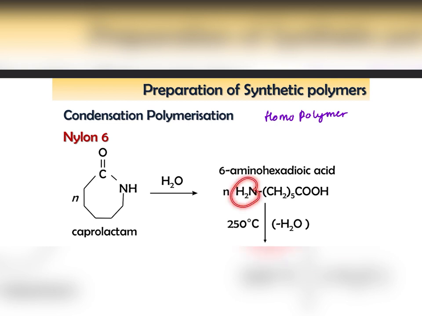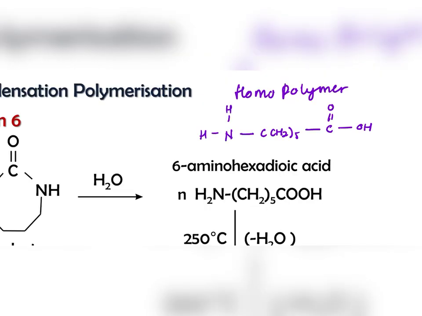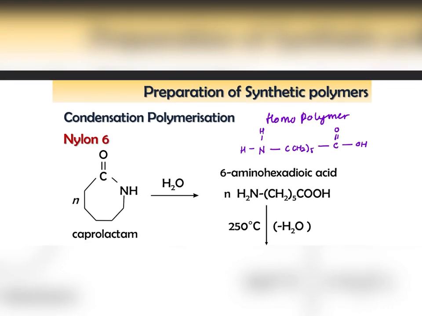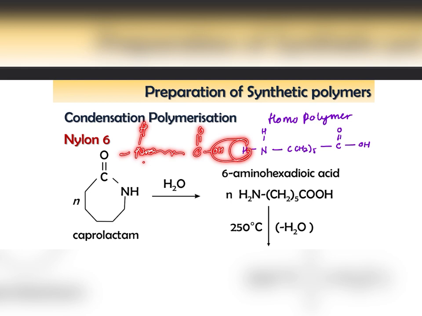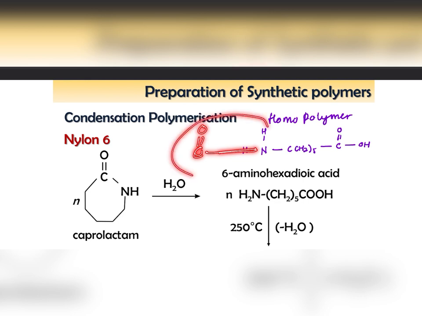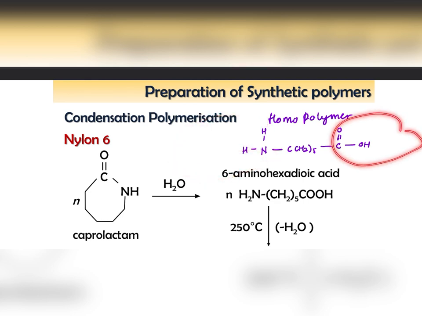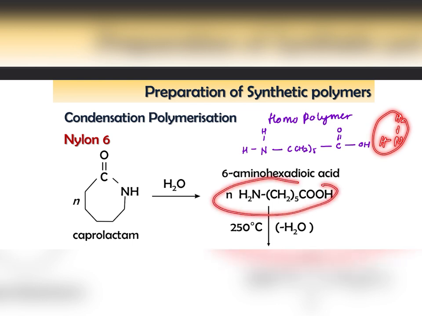And this end, kamu ada NH2. Hujung ni, kamu ada C double bond O, OH. Okay? Okay, so this end, dia akan buat bond with another C double bond O, OH. Dia akan remove water molecule, so you akan form new bond between carbon dengan nitrogen dekat bahagian kiri ni. So dekat bahagian kanan ni pula, COH ni dia akan buat bond with NH2 site yang ada amino group from your aminohexanoic acid.